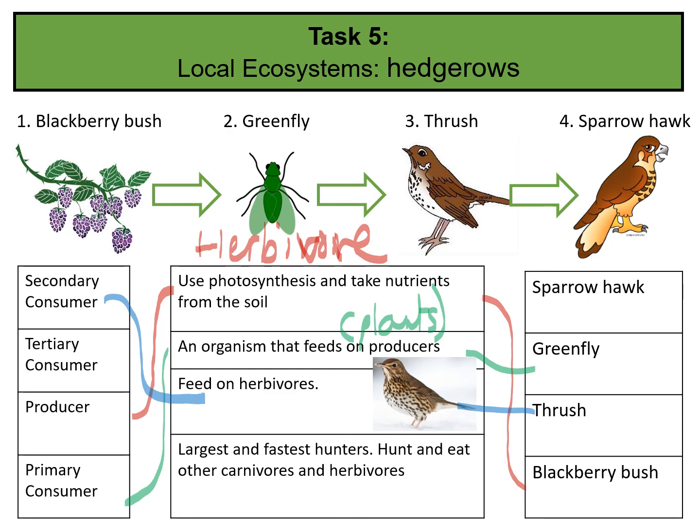And then the tertiary consumer is at the very top of the food chain. So they are the largest and fastest hunters, and they eat herbivores, carnivores, and sometimes they can also eat producers. So our example of this would be a sparrowhawk. So you can see they kind of fall into a pattern. So the blackberry bush is the producer, the greenfly is the primary consumer, the thrush is the secondary consumer, and the sparrowhawk would be the tertiary consumer.